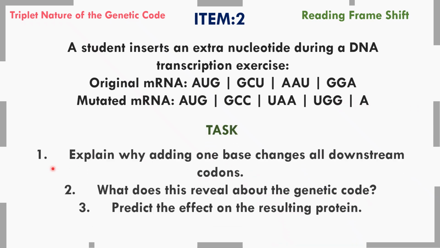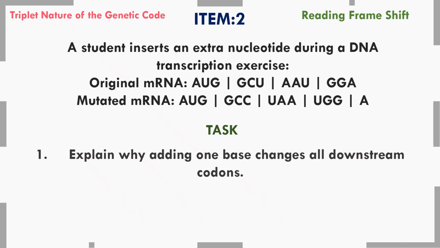Task: explain why adding one base changes all downstream codons. What does this reveal about the genetic code? Predict the effect on the resulting protein. Explain why adding one base changes all downstream codons.